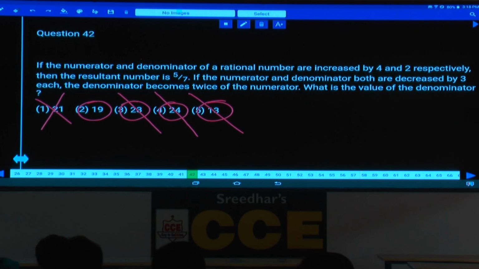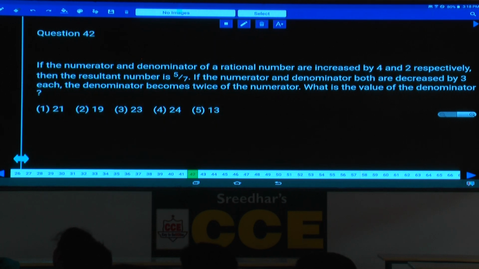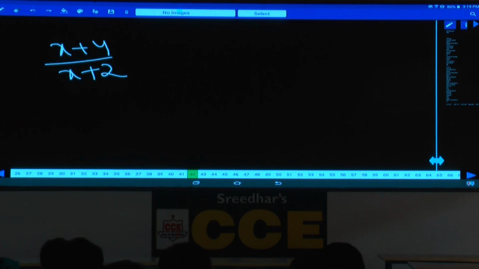Got it? x plus 4 by y plus 2 is equal to 5 by 7.